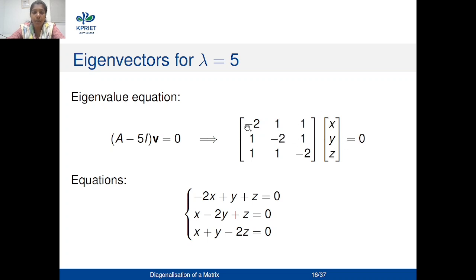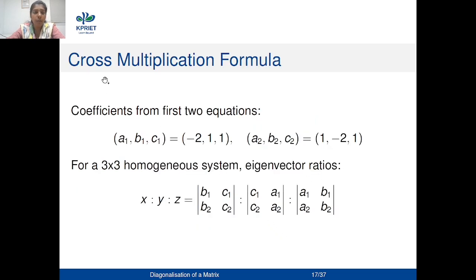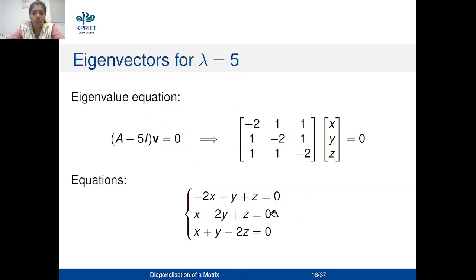From this, if I multiply minus 2 into x plus 1 into y plus 1 into z, equal to 0. Likewise, you have to multiply each row and this column vector, and you will get 3 equations. Now I want to consider one method, the cross multiplication method, to find the eigenvectors. The formula to find the eigenvector using the cross multiplication method needs only 2 equations. So I am considering only the first 2 equations.